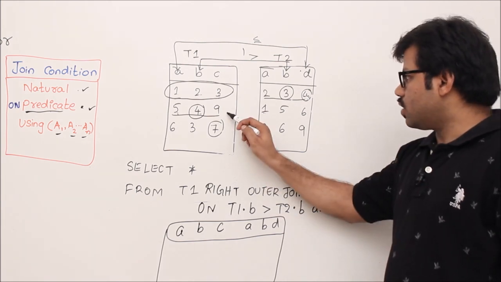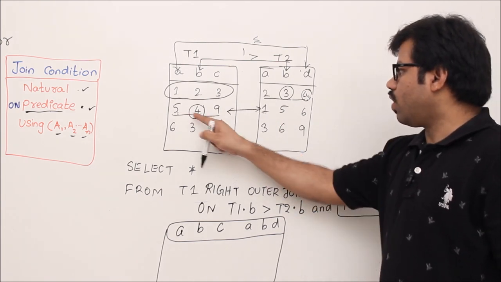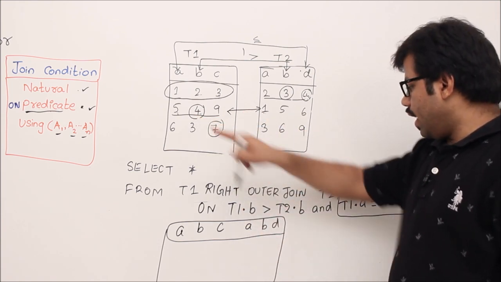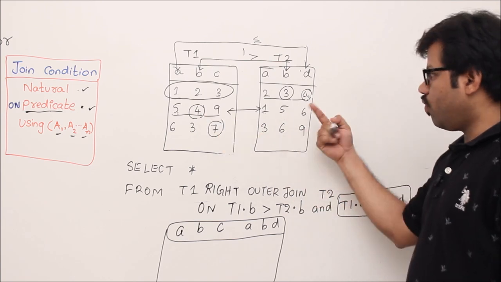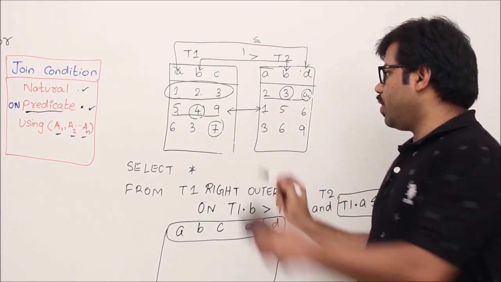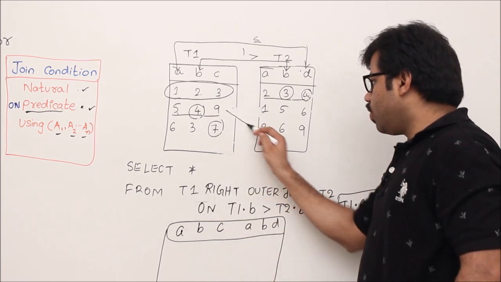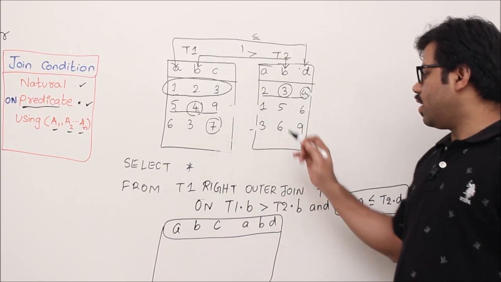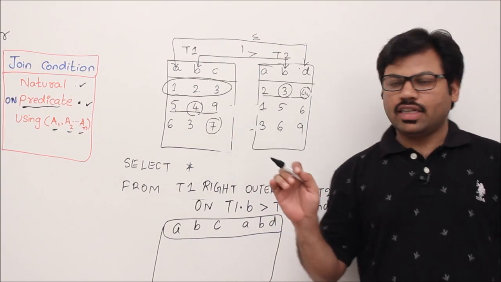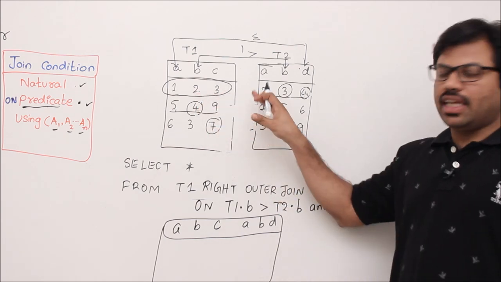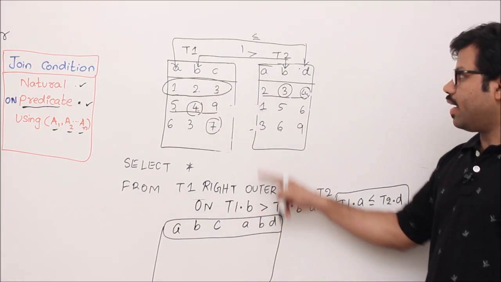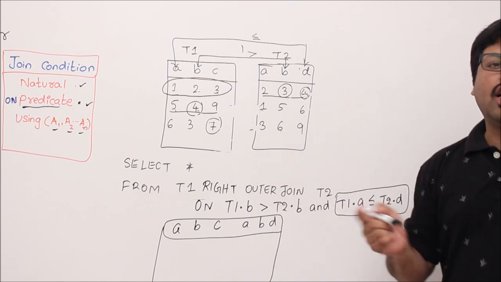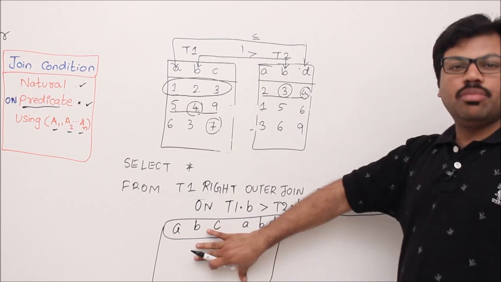Now next, this combination we'll see. 5, 4, 9 versus 1, 5, 6. T1.B, which is 4, greater than T2.B. 4 greater than 5, false. So don't take it. Now try this combination. Second tuple versus third tuple. 4 greater than 6, wrong. So 4 greater than 6 is false. This tuple also will be rejected. If you see, finally nothing will be selected, because T1.B greater than T2.B and T1.A less than or equal to T2.D will not be true at the same time. So that's why nothing will be selected.